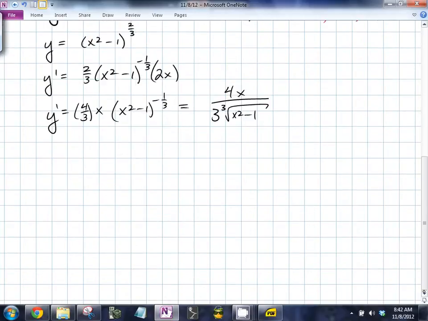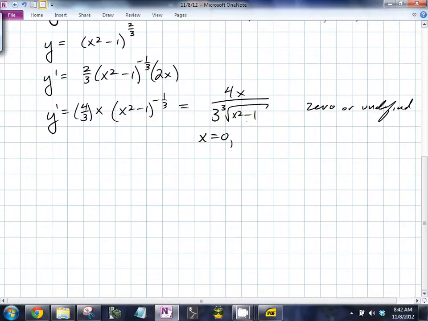Okay, so we're interested in where that equals 0 for critical values. Where does that equal 0 or is undefined? So x equals 0 or what? Plus or minus 1. It's undefined there. Okay, so this is where the concavity can change, right? So we have 0, we have x, and we have y prime. We also have it at negative 1 and positive 1.